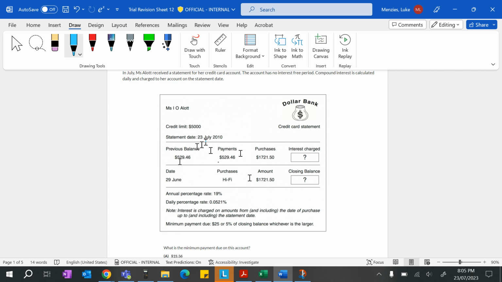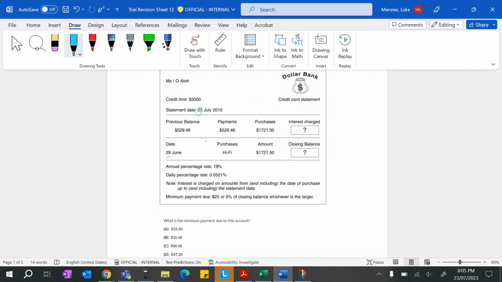interest is charged on the amounts from and including the date of the purchase and including up to the statement. So a really important point. We have to include this one, and we've also got to include the days for 23. So how many days are in June? There's 30. So there were 2 days in June, the 29th and the 30th of June, plus the 23 days of July until this statement. So we've got 25 days.